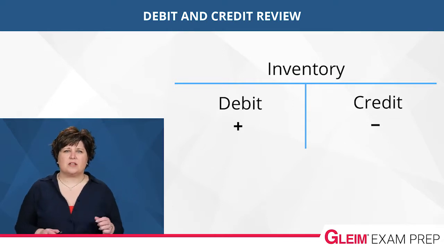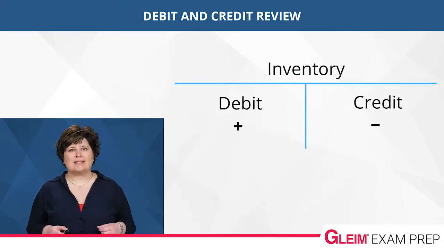Let's review the rules for debits and credits. Inventory is an asset. That means that debits are going to increase the inventory balance. Anytime you say that the inventory is going up, you need to debit the inventory when you use the perpetual inventory system. Credits to the inventory account reduce the balance of the account. So that means anytime that you can say that inventory is going down or decreasing, you need to credit the inventory account in the perpetual inventory system.